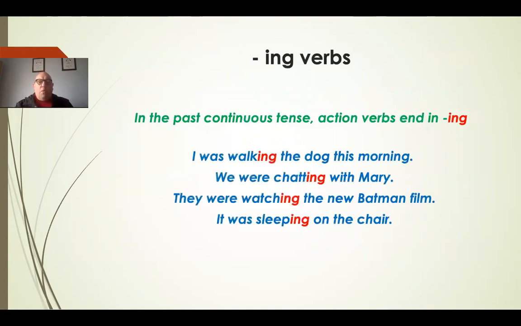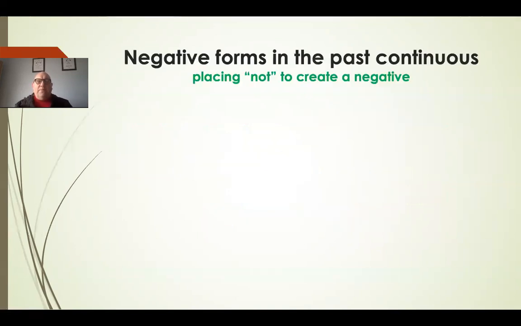And again, I was walking the dog this morning. We were chatting with Mary. We were watching the new Batman film. It was sleeping on the chair. So always with continuous tenses, always an ing form of the verb, okay? Remember, ed in regular past tense verbs would indicate the simple past tense. We want the continuous tense, so it's going to end in ing.